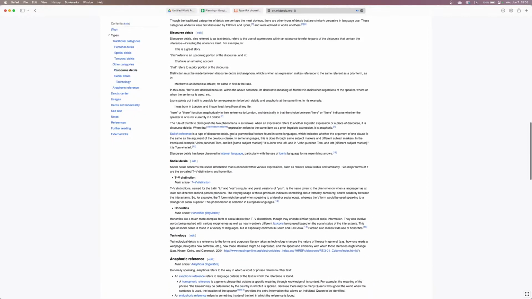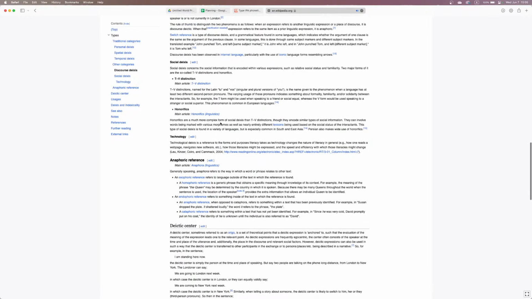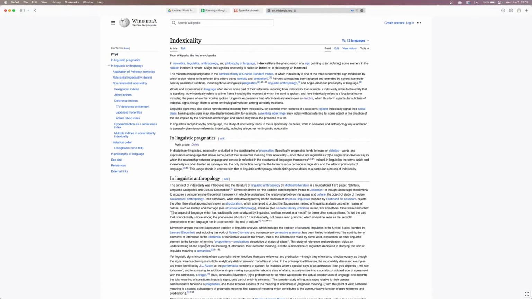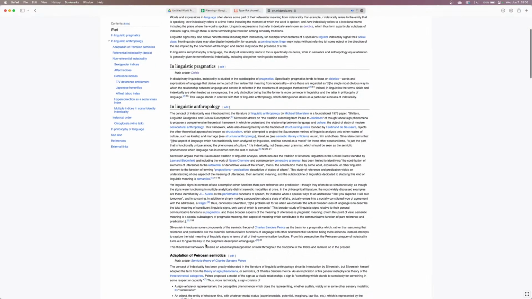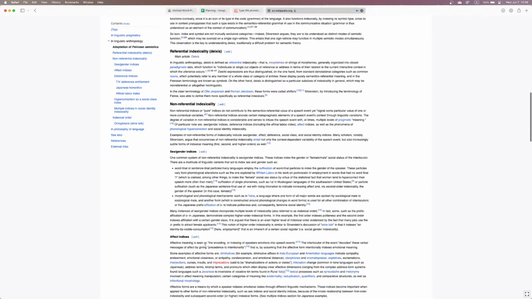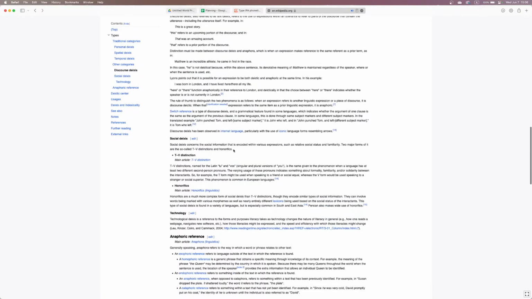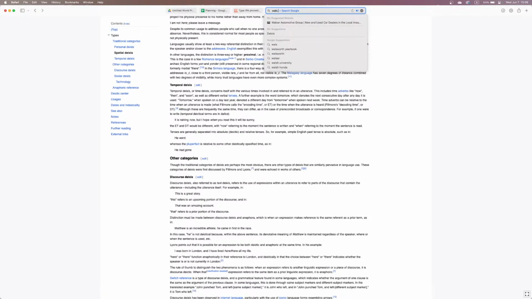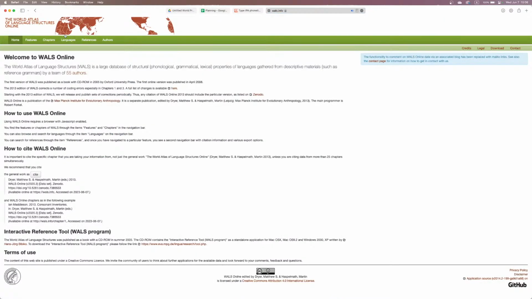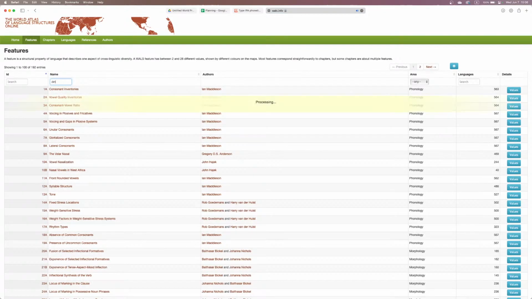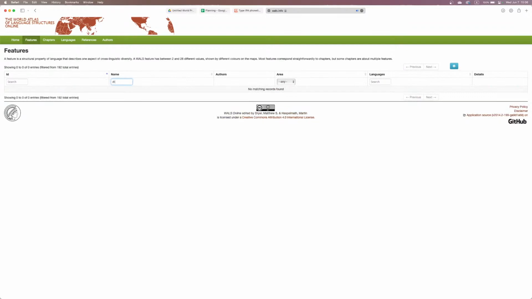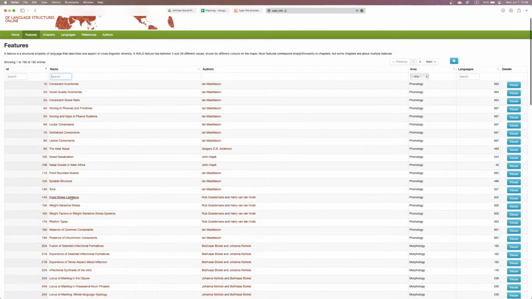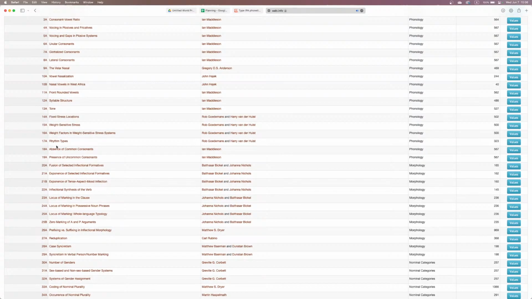Temporal deixis, social deixis. There's a lot of ways language can be split up. Indexicality. Right. Yeah, I remember that now. What was the language? Actually, WALS would be a good place to go. Features. Deixis. What would the features be called? God damn, there's a lot of stuff here.